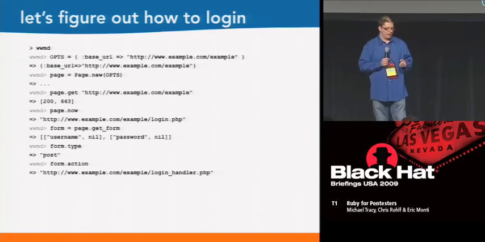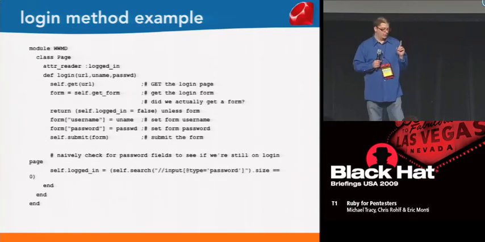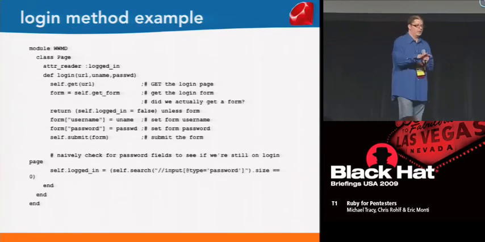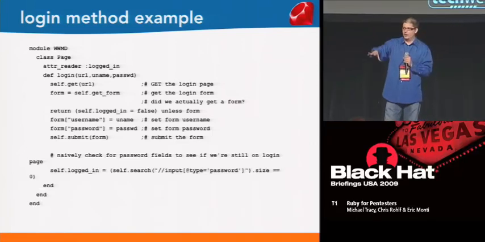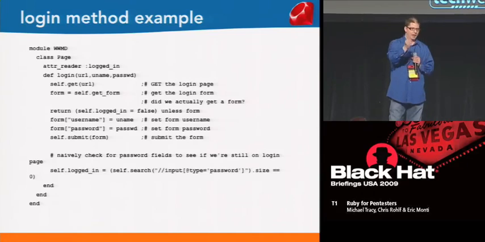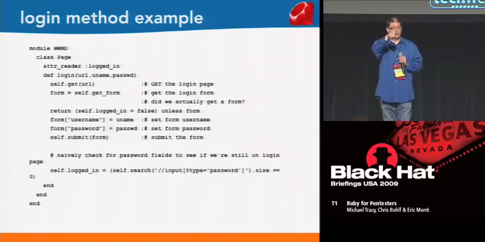Next, we're just going to write a script. Here we're actually going to write the login method. This is an example of mixing in. What I'm doing here is reopening the page class that's part of the WWMD module and adding a login method to it. So now, whenever I instantiate a page object, it has a login method. That login method takes 3 arguments: the URL to go and get in order to get the form, a username, and a password, right?